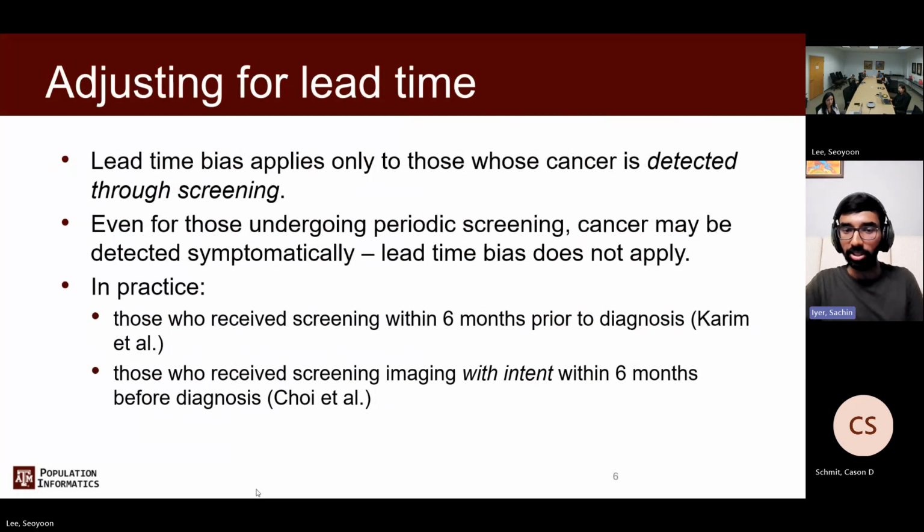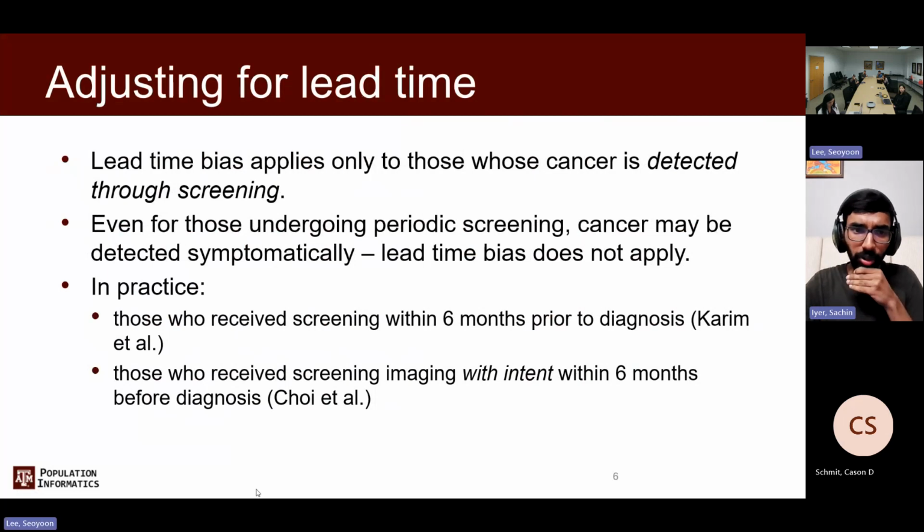However, in practice, it's very difficult to know. If you're looking at the data, it's very difficult to know whether a person's cancer was detected through screening or whether it was detected between screenings. So, in order to differentiate this, the method which we found was taken by Kareem and collaborators was looking at those who received screening 6 months prior to diagnosis. So let's say the diagnosis happened in March. So you would look at the 6 months preceding March, and only those who had screening in the 6 months preceding March would be considered for adjusting for lead time bias.